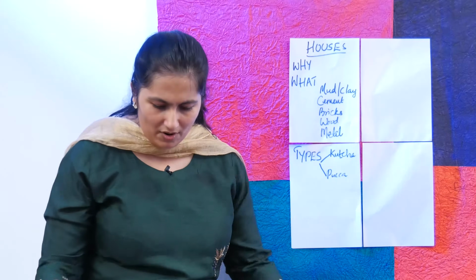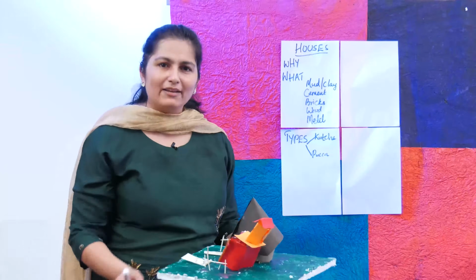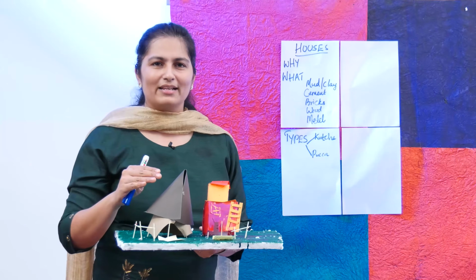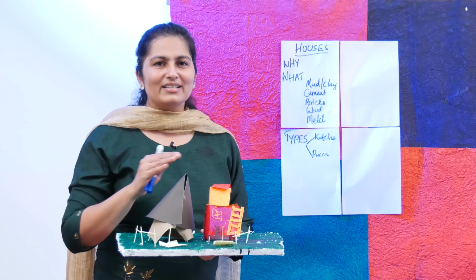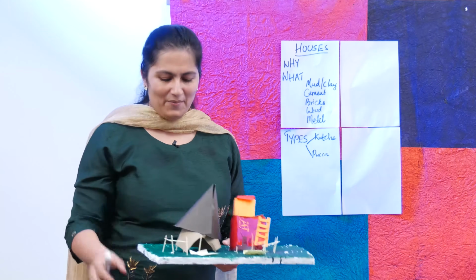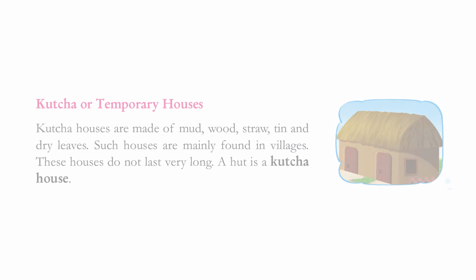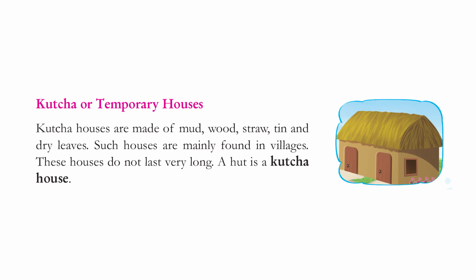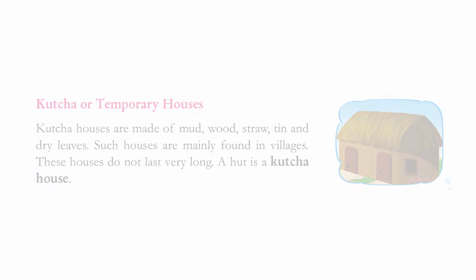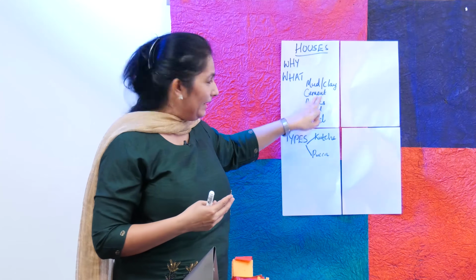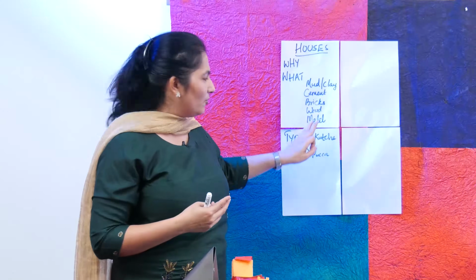Okay, I have a small thing that my daughter made for herself, PUCCA and KUTCHA house. So this is a small example of a KUTCHA house and this is a PUCCA house, okay. All right, so moving on, let's talk about the KUTCHA house. KUTCHA house is a temporary house, and where do we see it? We see it more in villages, and in this KUTCHA house mostly we will use mud or clay, a lot of wood also, okay.